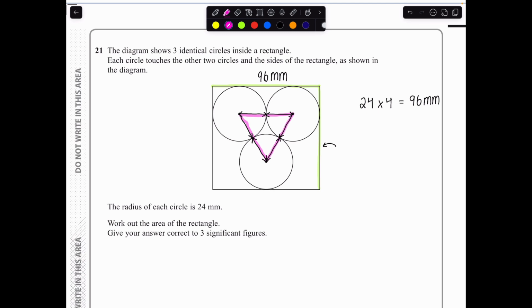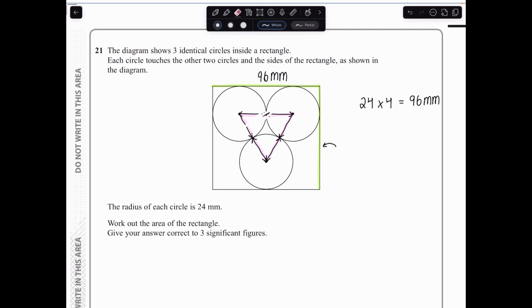The key thing we need to understand here is, each of the sides is made up of two radius lengths. So our triangle has the same length for each of its sides. So it's an equilateral triangle. But how does that help us? What if this is a triangle where all of the sides have the same length? How does that help us?